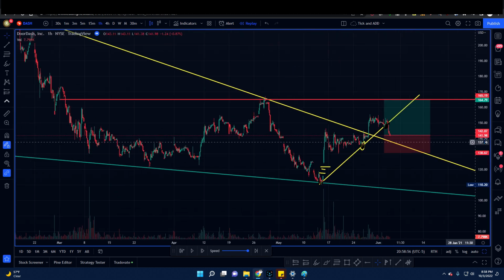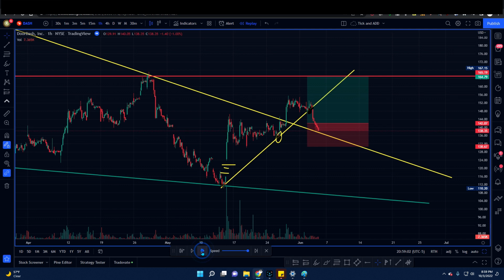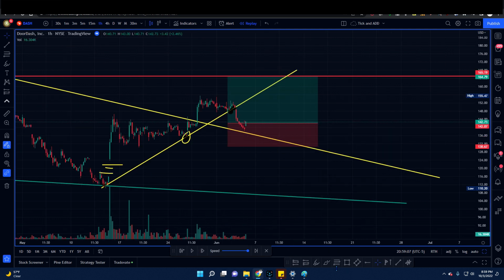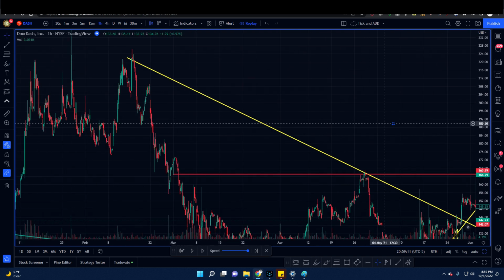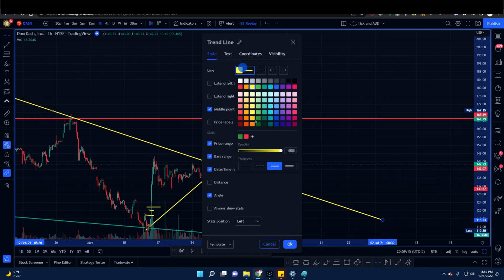But let's see if we get a retest of this line and we can turn it green. Okay, so I'm definitely into this trade now. It has supported price from the other side, like we expected it to do. All right, so let's do this. Let's turn it green.